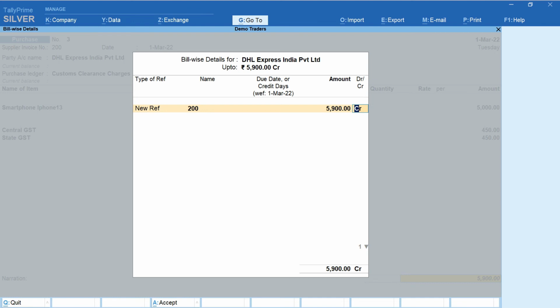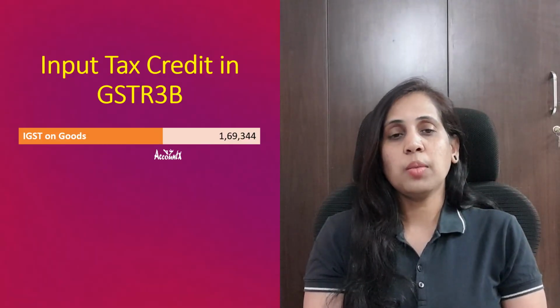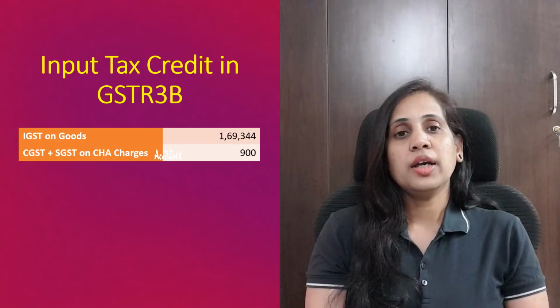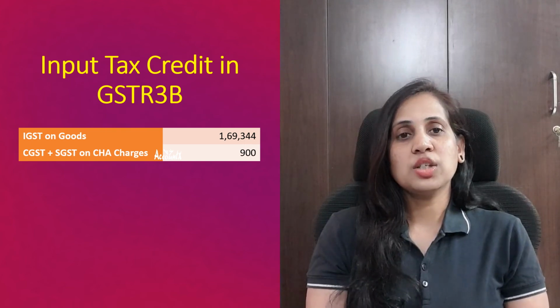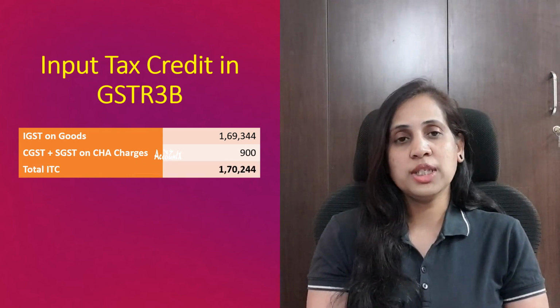Accept bill-wise details. Enter narration if you wish to. Press yes and accept. Let's now see what is the total input tax credit on both import of goods and CHA charges. ITC on goods would be about 1.69 lakh and input tax credit on CHA charges would be 900. So total ITC would be about 1.7 lakh.